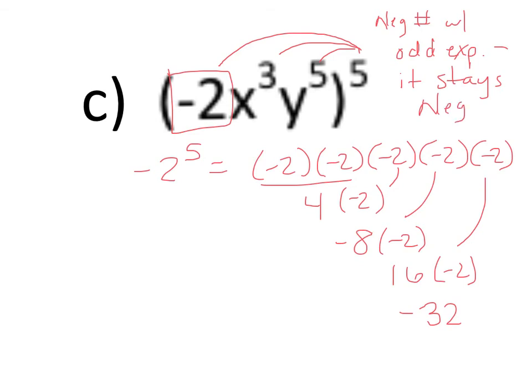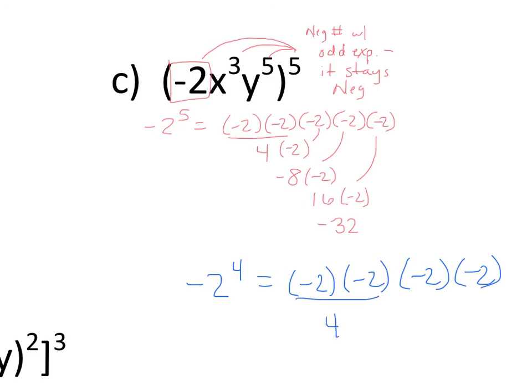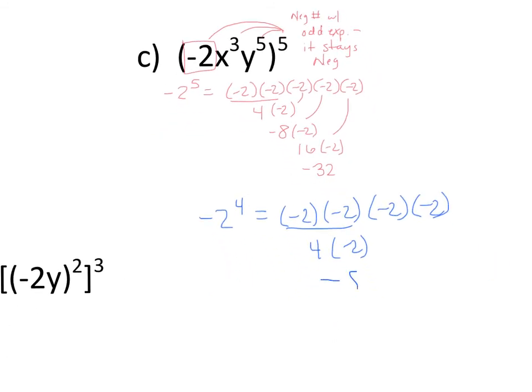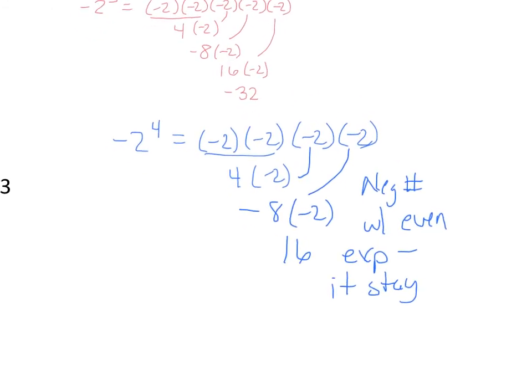Now I'm going to zoom in here and look at something else. If I had negative 2 to the 4th, that would be negative 2 times negative 2 times negative 2 times negative 2. I would multiply these two together first and get 4, drop in that negative 2, and get negative 8. Then drop in this other negative 2, and I get a positive 16. So anytime I have a negative number with an even exponent, it will stay positive.